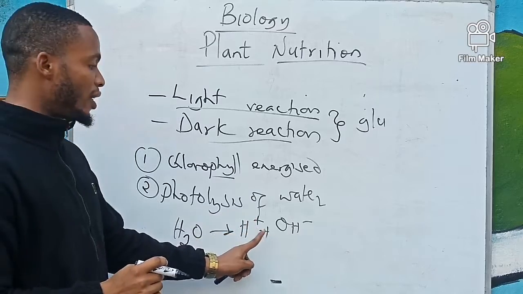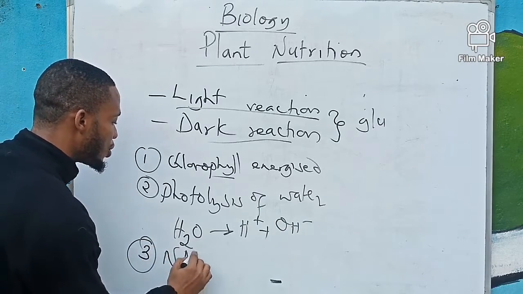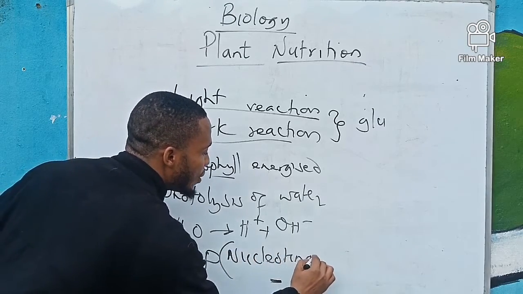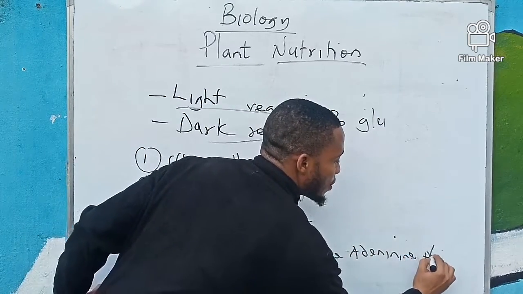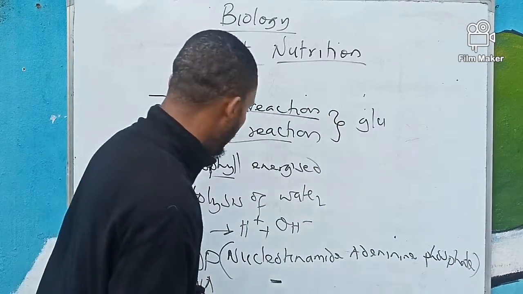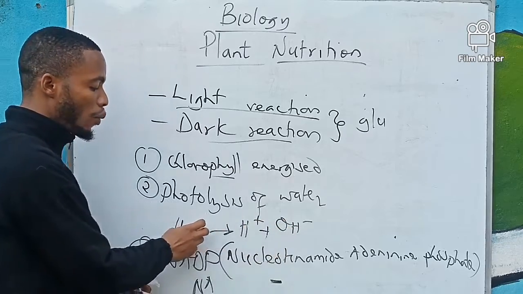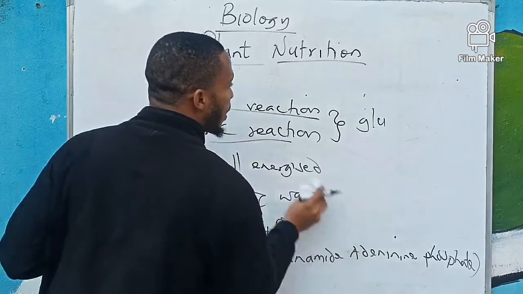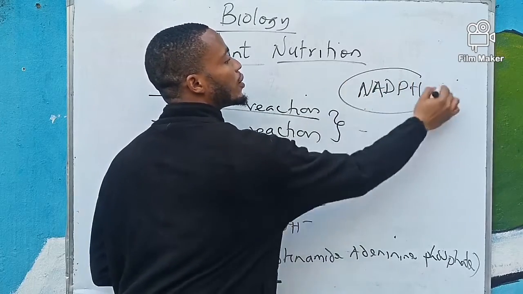Now, if left this way, this hydrogen will react back with the hydroxyl to form water. So what happens? Number three, the NADP, which is the nicotinamide adenine dinucleotide phosphate, will trap this hydrogen, because if left alone, it would react back with OH to form water. This forms what we call NADPH, which is now an electron carrier of hydrogen.